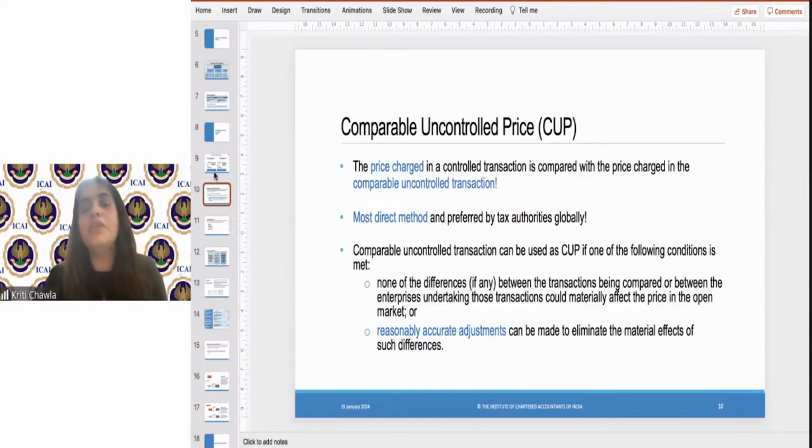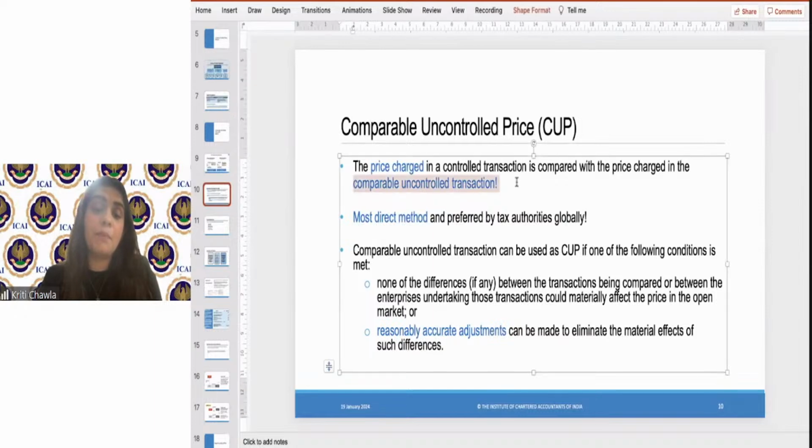So what CUP is really saying, the comparable uncontrolled price method, is that the price which is charged in a controlled transaction is compared with the price which is charged in a comparable uncontrolled transaction, and you just replicate that particular price.